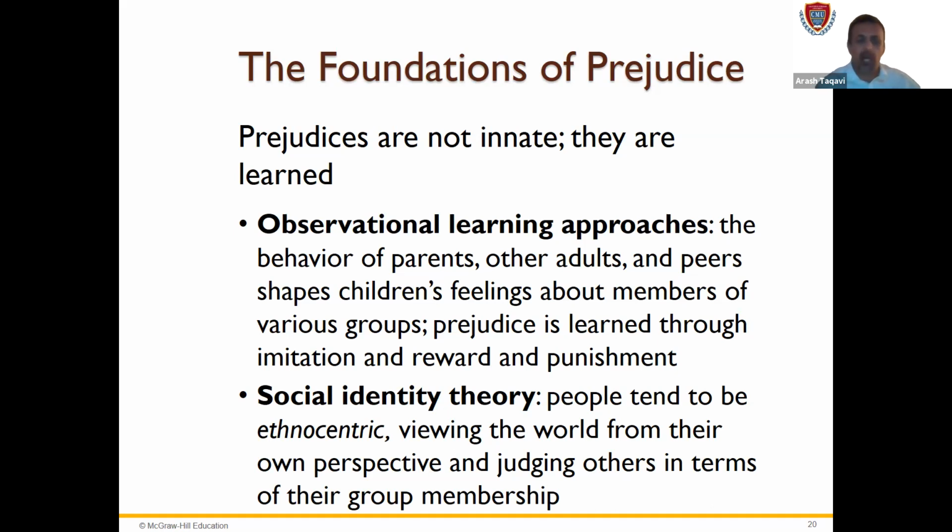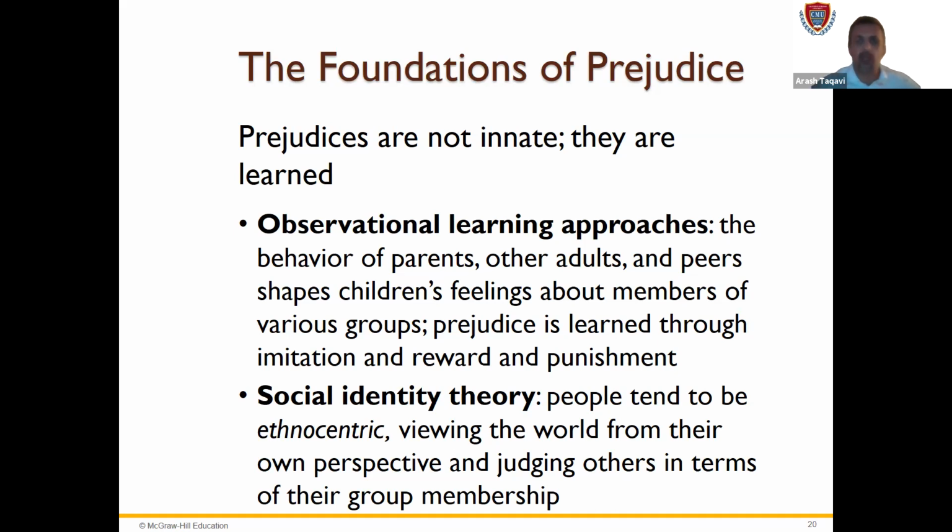One approach to why and how we learn prejudice is observational learning, by Albert Bandura. The behavior of parents, other adults, and peers shapes children's feelings about the members of various groups. Prejudice is learned through imitation and reward and punishment. The key word for observational learning is imitation: doing the same actions, having the same beliefs, experiencing the same feelings as our parents, our peer groups, and our friends.